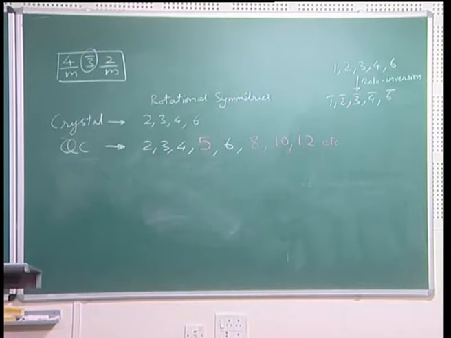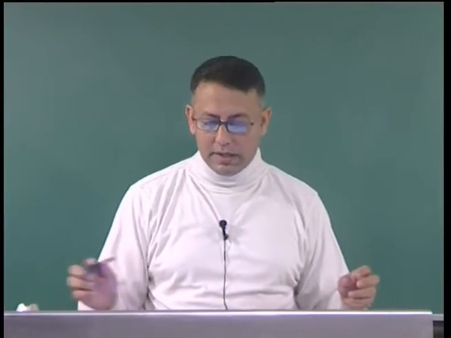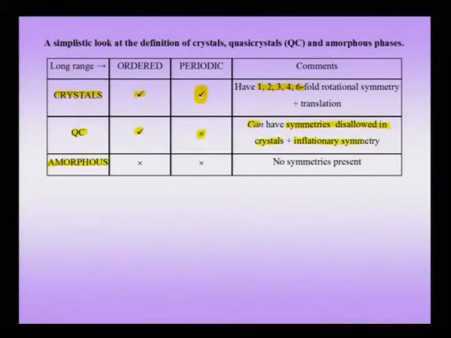But more importantly, a crystal has translational symmetry, while a quasi-crystal has something known as an inflationary symmetry. Though we are not considering this inflationary symmetry in detail, it is an important point to note, and readers may want to look up some of the literature in the area of quasi-crystals to understand how a quasi-crystal is different from a crystal.